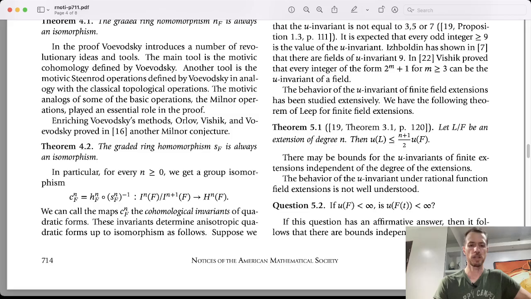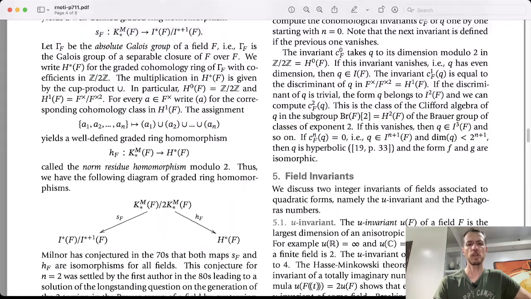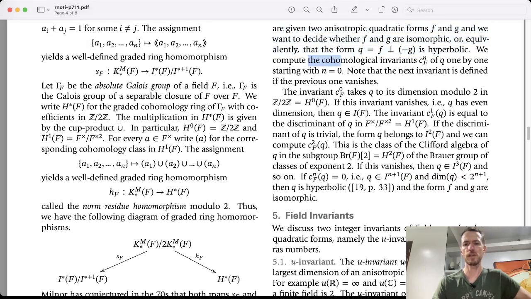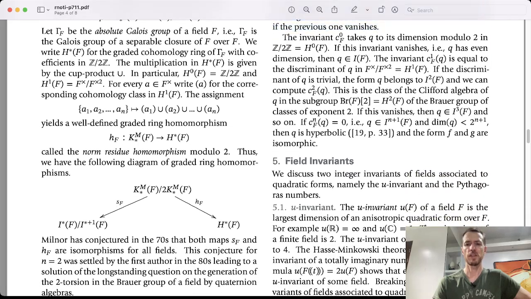These invariants determine anisotropic quadratic forms up to isomorphism as follows. Suppose we are given two anisotropic quadratic forms f and g, and we want to decide whether f and g are isomorphic, or equivalently whether the form q equals f perp minus g is hyperbolic. We compute the cohomological invariants Cn big F of q one by one starting with n equals 0. Note that the next invariant is defined if the previous one vanishes. The invariant C0 big F takes q to its dimension mod 2 in integers mod 2 equals big H0 big F. If this invariant vanishes, i.e. q has even dimension, then q is in the ideal of big F.